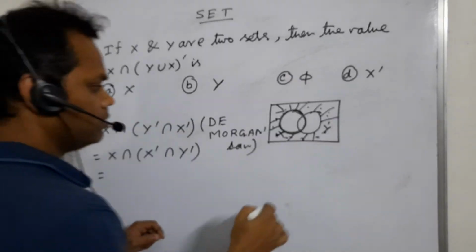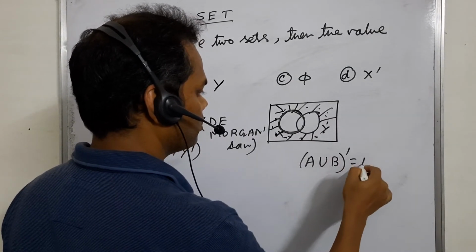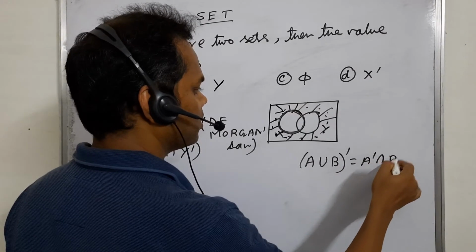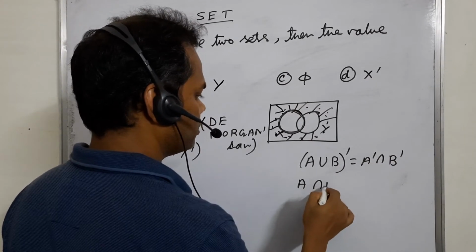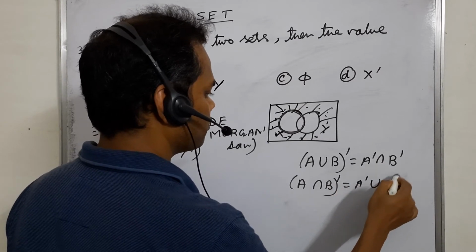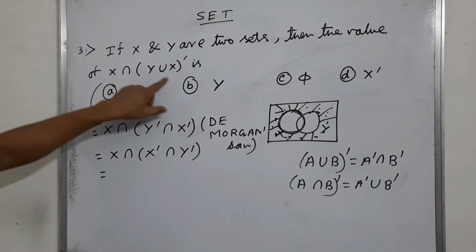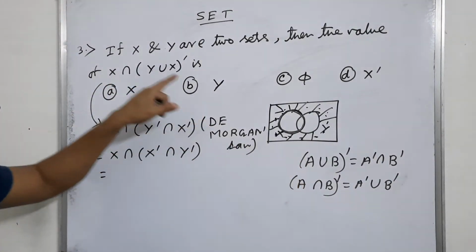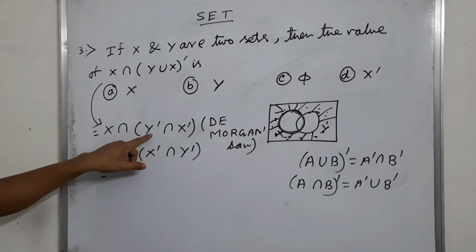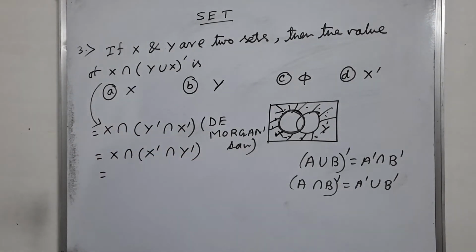What is De Morgan's law? A union B whole complement equals A complement intersection B complement, and A intersection B whole complement equals A complement union B complement. So by De Morgan's law, using this formula, y union x whole complement is y complement intersection x complement.